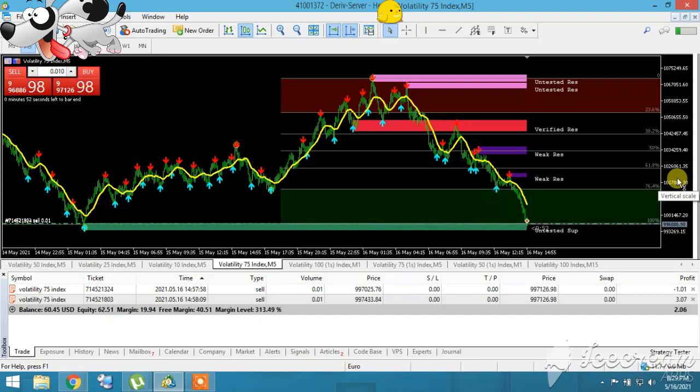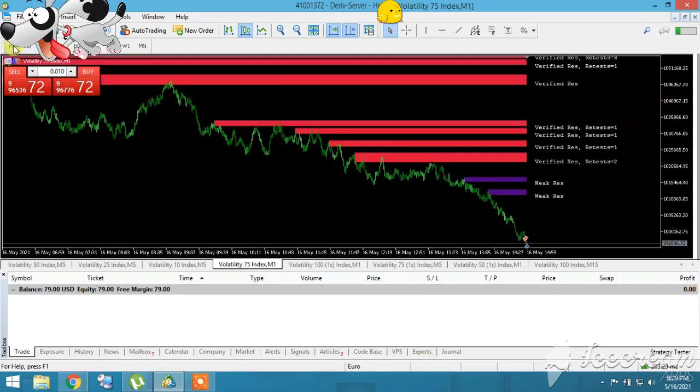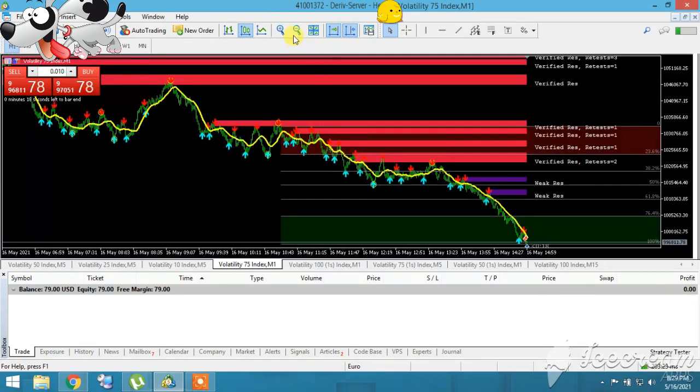This is the support zone. Okay, $20 is enough. Yep, I'm out. Yeah, boom, man. $19 profit in seconds. This is the power of this indicator.